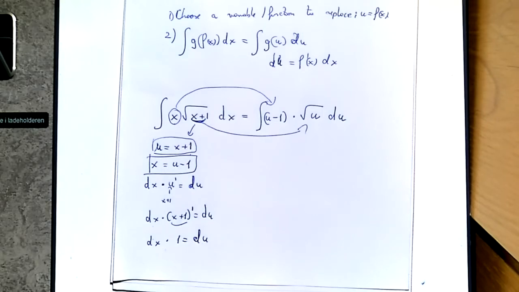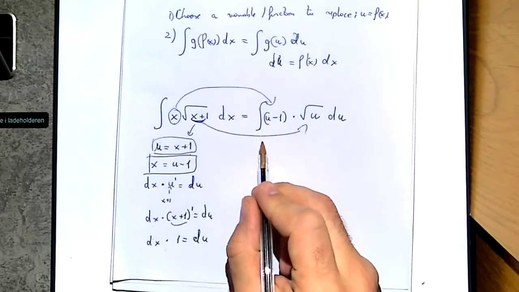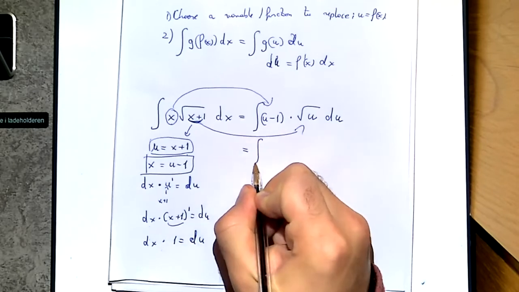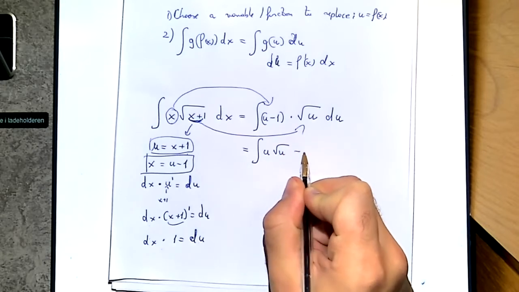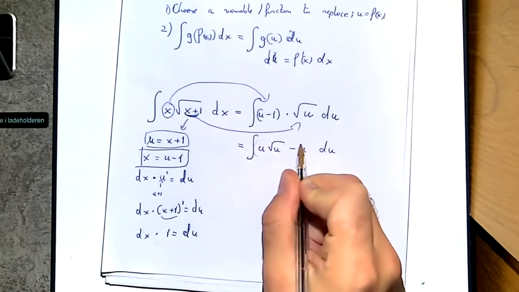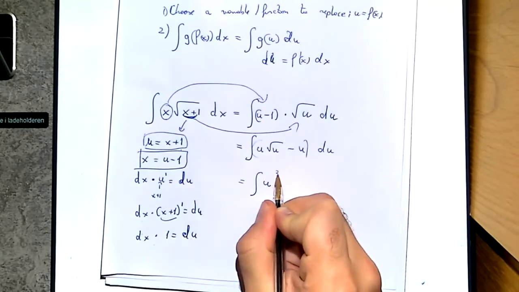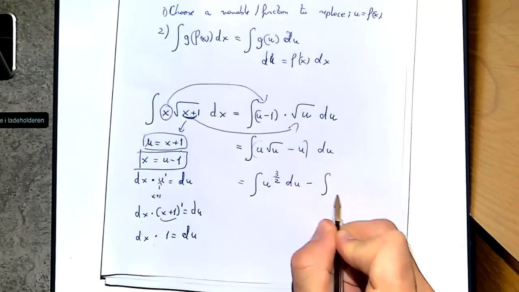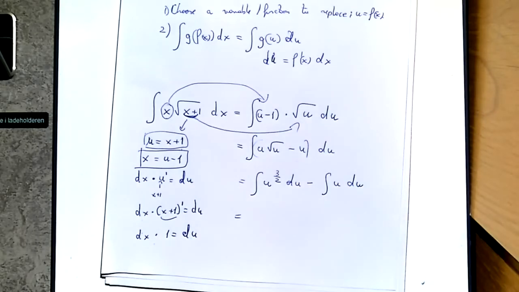But let's come back to where I am right now. I'm stuck here. Why did I do all this if I still have this here? Well, this is just equal to the integral, and I break the parentheses here, of u square root of u minus u du. Which is just, and I split it right now, the integral of u^(3/2) du minus the integral of u du. And we know the formulas for this, right? They're in the book. If you don't know them, they're in the book. I'm just going to write it straightforward.